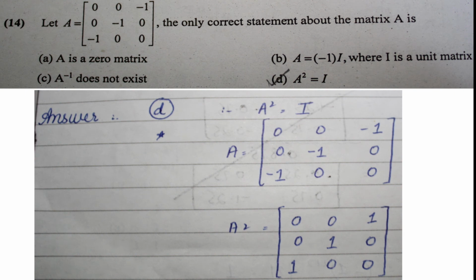Next question is, let A be a matrix that is given. The only correct statement about the matrix A is, what is the correct statement? The correct statement is option D, which says that A squared is equal to the identity matrix. A is given. When you take the square of it, you are going to get 0, 0, 1, 0, 1, 0, and 1, 0, 0, and it is an identity matrix of a 3 cross 3 matrix. So option D is going to be the right answer.